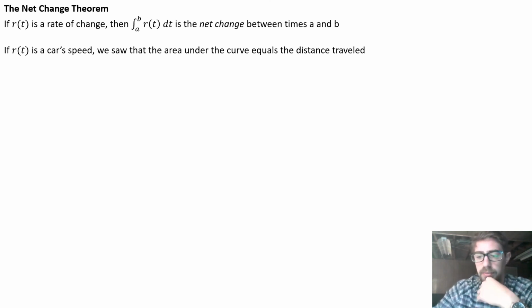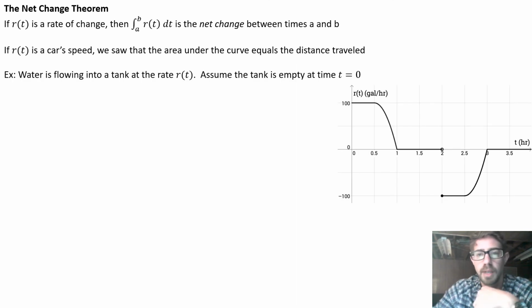Here's an example. Here's the graph of a rate. I'm telling you that, okay, water is flowing into a tank at the rate of r of t. So r of t is that thing you see in front of you, right? So that's the graph of a rate at which something's happening. And just for simplicity's sake, assume right at the beginning there at time 0, the tank is totally empty.